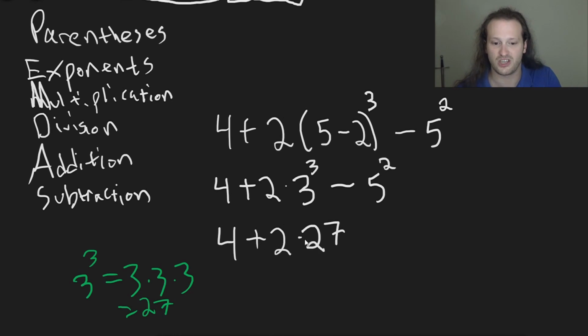So now this is 2 times 27. Now if you were to do this multiplication here first, like out of order, you do 2 times 3, and then you'd have 6 cubed. You'd still need to resolve the exponent, but 6 cubed is 216. So that's not going to be the right answer. That's not where this is going to go. Subtraction, haven't done that yet. Okay, so now we have 5 squared.